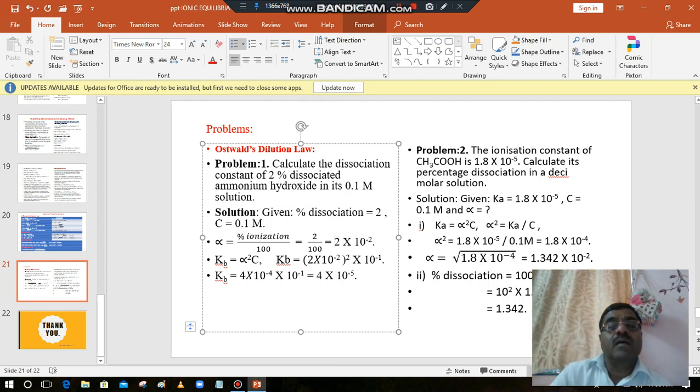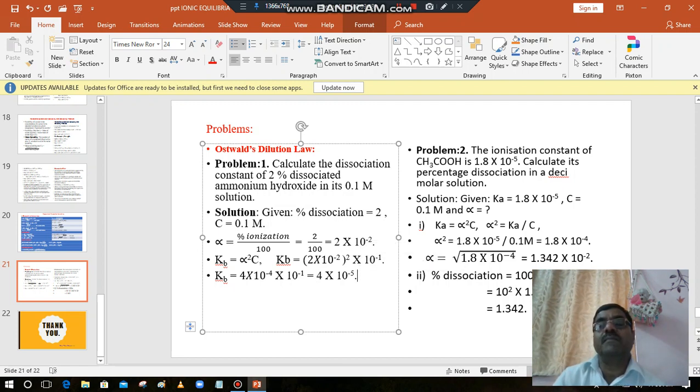Now we have to calculate the dissociation constant of ammonium hydroxide. Ammonium hydroxide is a weak base, therefore we have to calculate Kb is equal to alpha square C. Here we calculated alpha, now we have to calculate Kb. Kb is equal to alpha square C. Put the values of alpha, that is 2 into 10^-2, into 10^-2, into 10^-1, and it becomes Kb is equal to 4 into 10^-5.